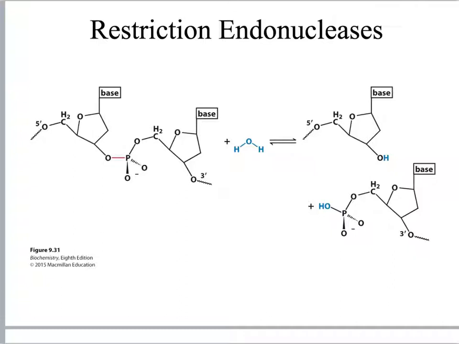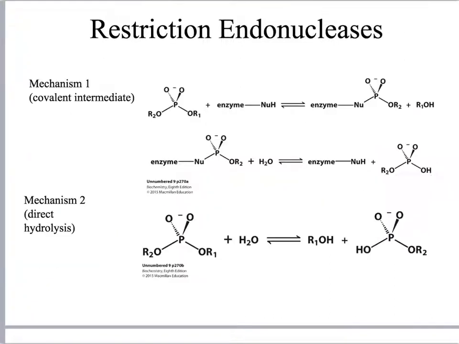We see this, there's our sugar phosphate backbone right here. We have water coming in and playing a role, and we're going to go through and talk about this mechanism. So there are actually two different mechanisms by which the restriction endonucleases can function. In mechanism 1, it utilizes formation of a covalent intermediate. So that's this one right here. And mechanism 2 involves direct hydrolysis of that particular peptide bond, or not peptide bond, rather, that particular portion of the sugar phosphate backbone.